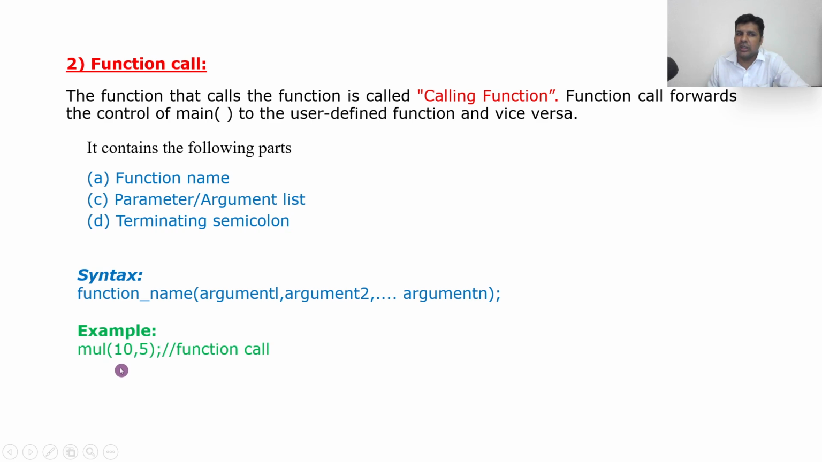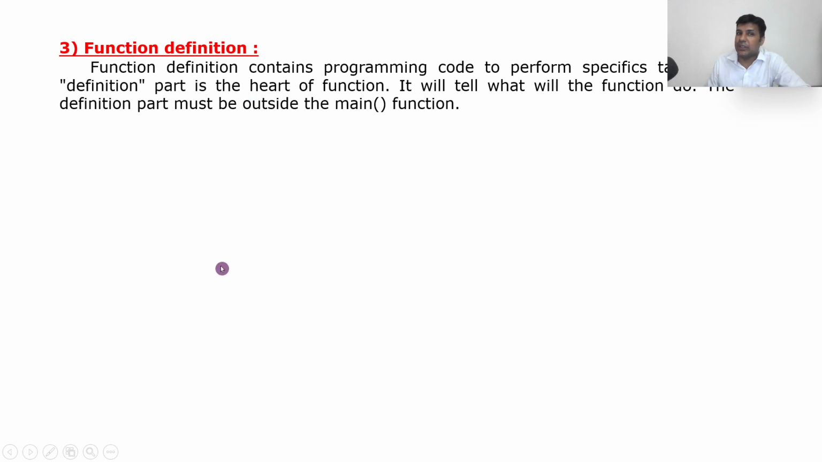You can see the example. The only thing is, I don't have a return type. We don't mention the return type in the function call. So what was the third one? The third one is function definition. Function definition contains the program code to perform a specific task. The definition part will tell what the function will do.